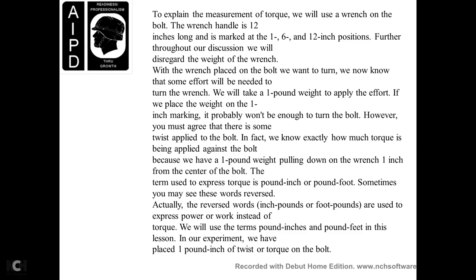The terms used to express torque are inch-pounds and pound-feet. Sometimes you see the words reversed. Actually, the reversed terms, inch-pounds and foot-pounds, are used to express the amount of work, instead of torque, while pound-inches and pound-feet express torque.